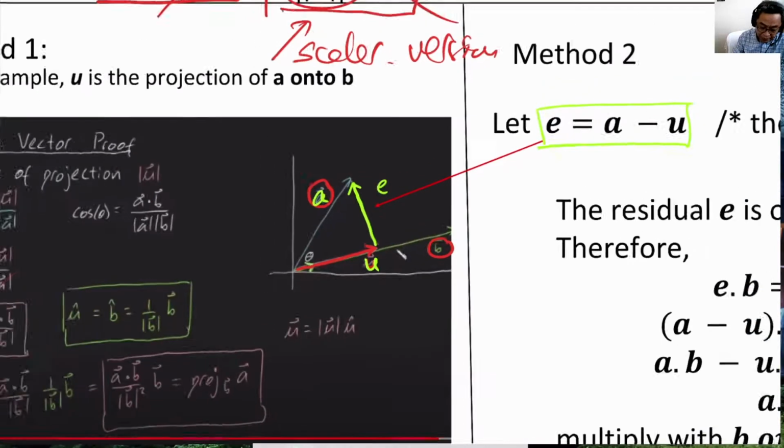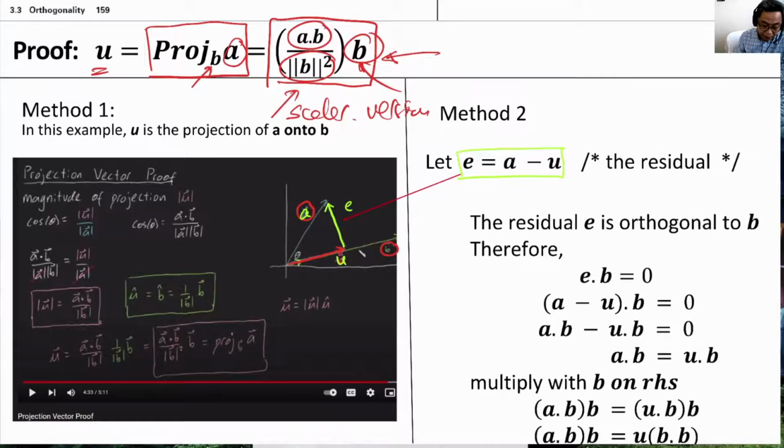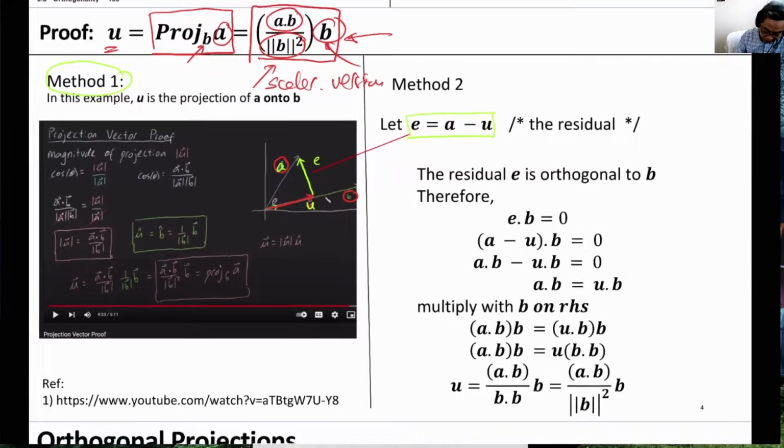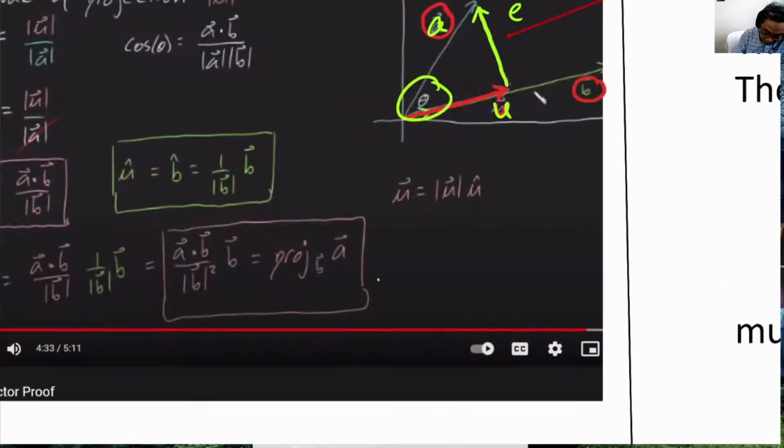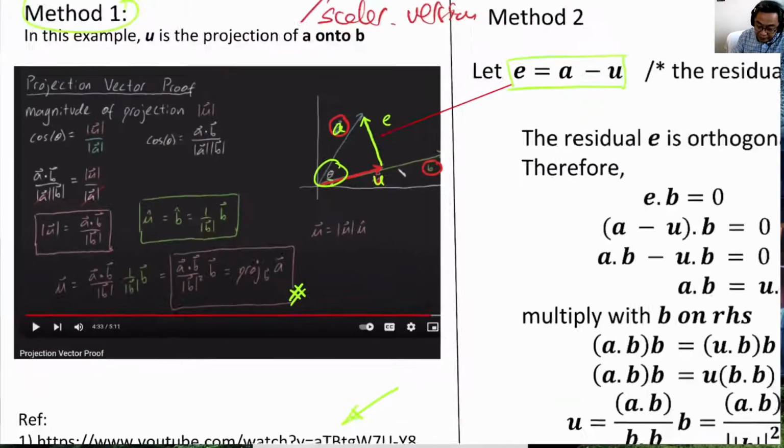We now have two methods to prove this. In method 1, please follow this link. It is only a 5 minute video of the proof. In this first method, they use the cosine of theta, the angle between the A and B vectors, to derive the projection equation. I will now present the second proof.